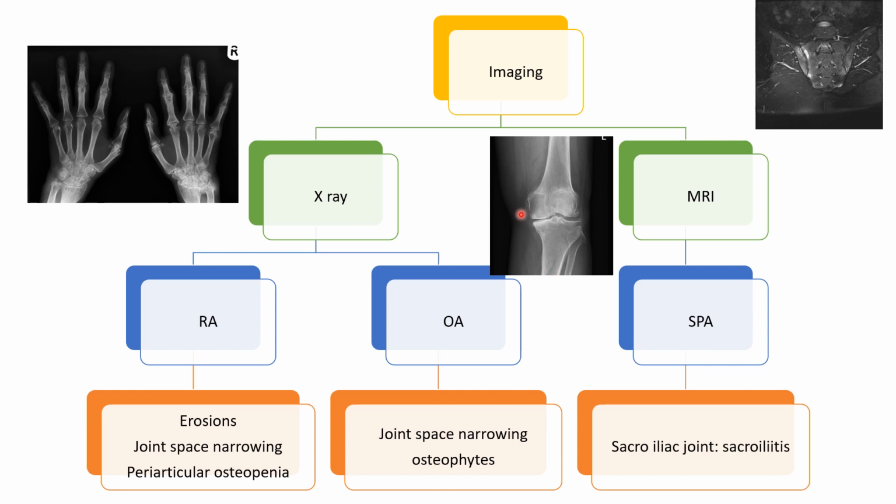We will find narrowing of the joint space, sclerosis of the bone margin, and also we may find osteophytes, which are bony projections at the sides of the joint and the bony ends. Also, the MRI is very important in case of spondyloarthropathy, as we may do MRI over the sacroiliac joint and find sacroiliitis, which is diagnostic for spondyloarthropathy.